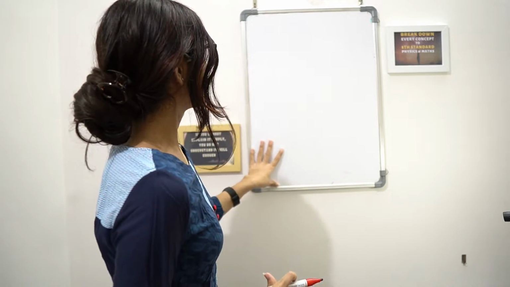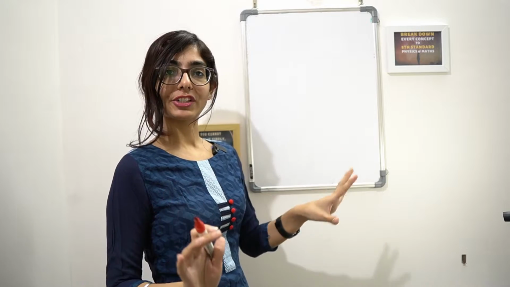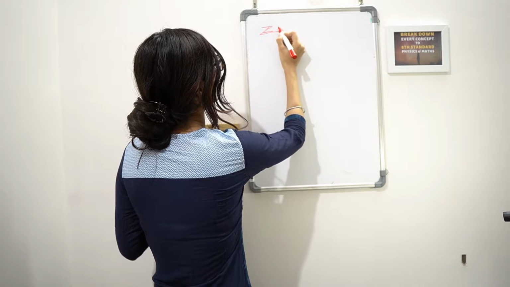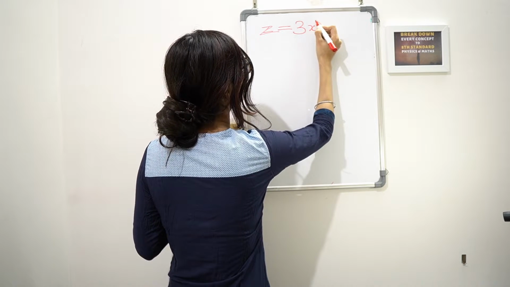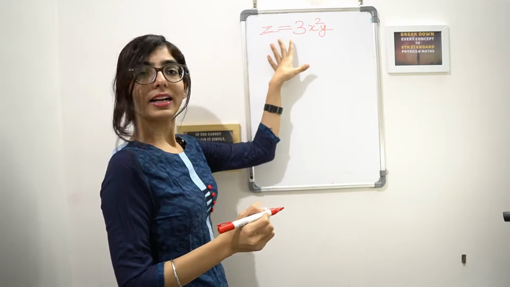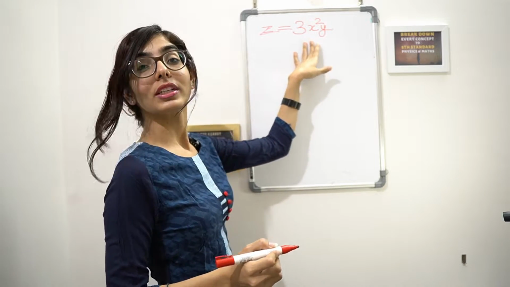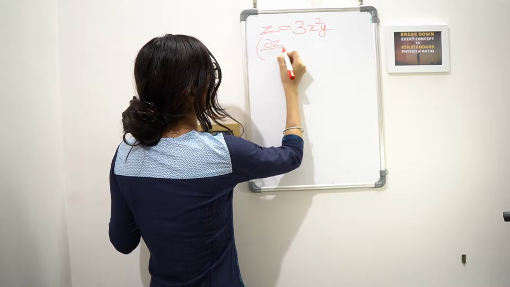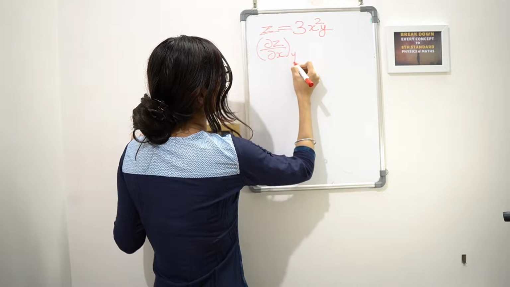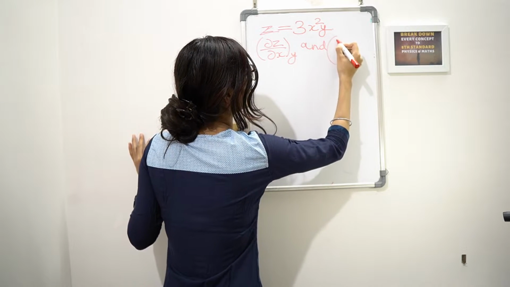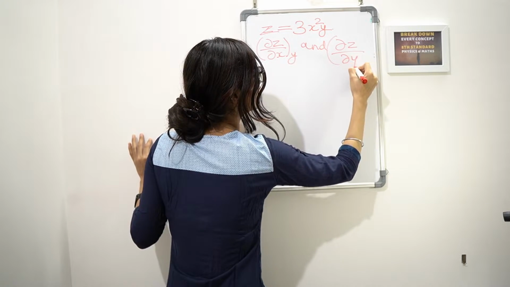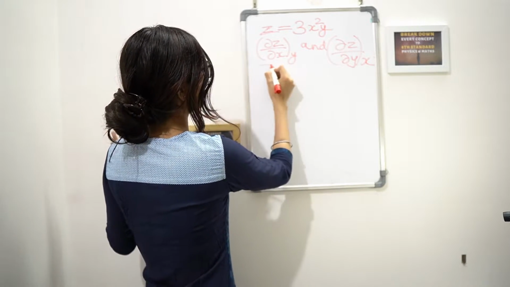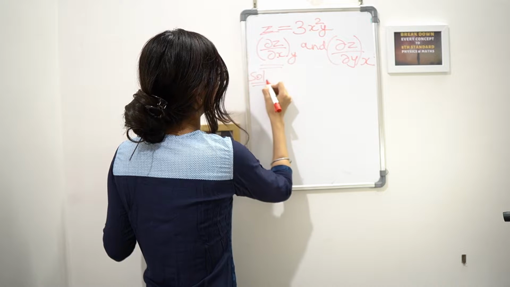Fine. So guys, first let's start with the partial derivation. Suppose I have this z, and it is equal to 3x square y. Like z is something and it is equal to 3x square y. And I have to calculate the partial differential of z with respect to x, keeping y constant, and the partial derivation of z with respect to y, keeping x constant. So how to solve that? So first of all, we'll take this. Fine, let's solve it.